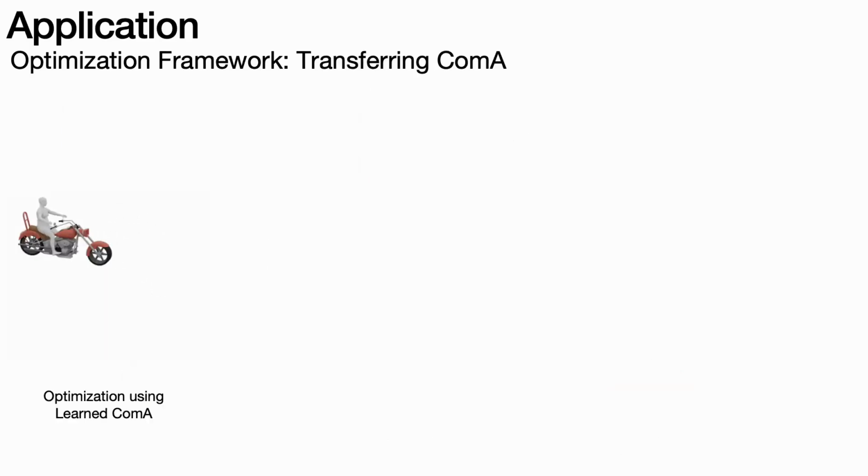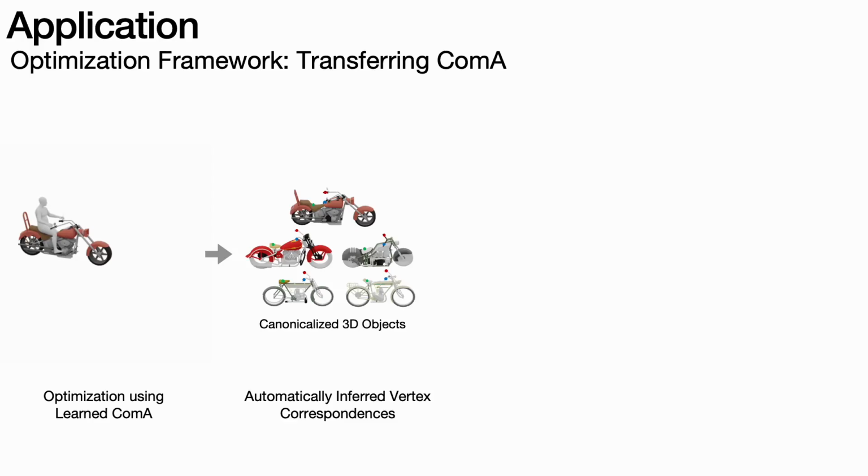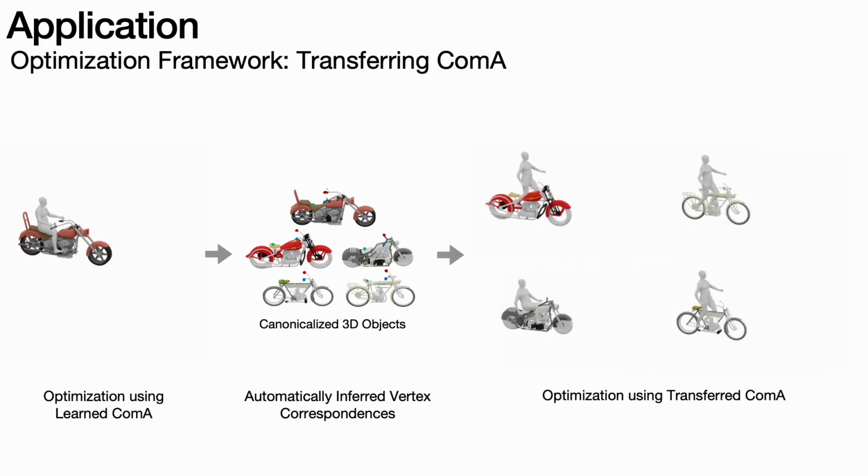Also, COMA, learned from a specific object, can be transferred to other objects in the same category, by object canonicalization, and inferring vertex correspondences. Here, we showcase an example of a motorcycle, transferring COMA and using it to reconstruct human-object interaction via optimization. We demonstrate the possibility of wide usage of COMA, in providing general category-wise affordance knowledge.